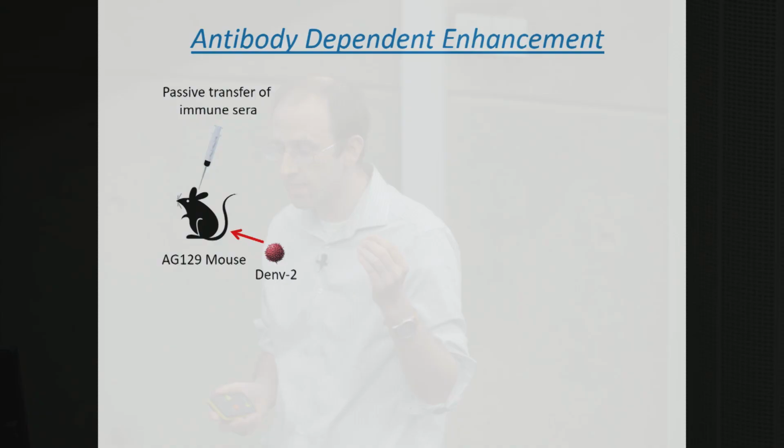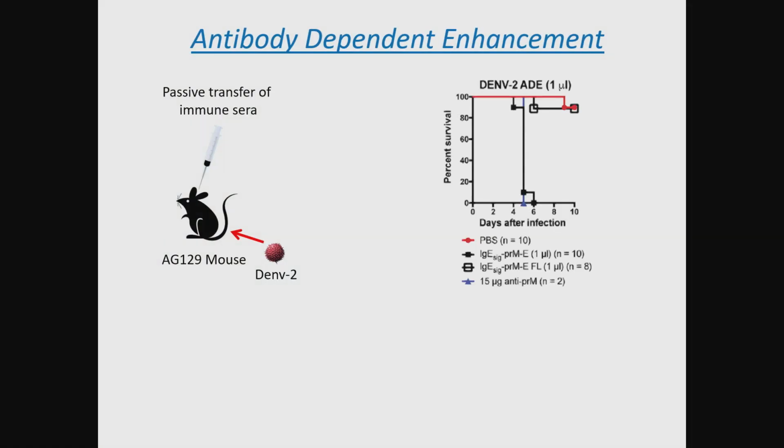Now to test this in vivo, we're using a passive transfer model. So here we passively transfer our sera from vaccinated mice into a naive AG129 mouse. And this mouse is susceptible to dengue 2. And what you can see, so here in red is mice that just received PBS. So they just got PBS, no immune sera. These mice do not display susceptibility to dengue 2.